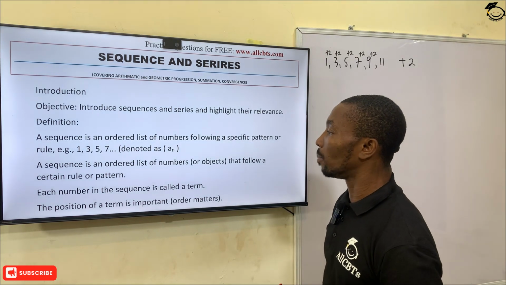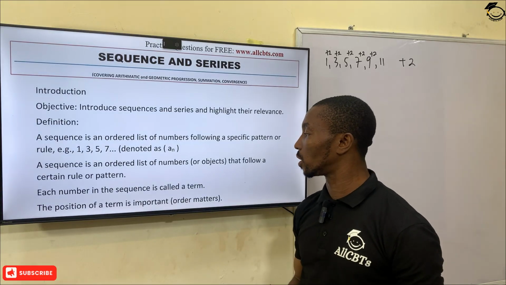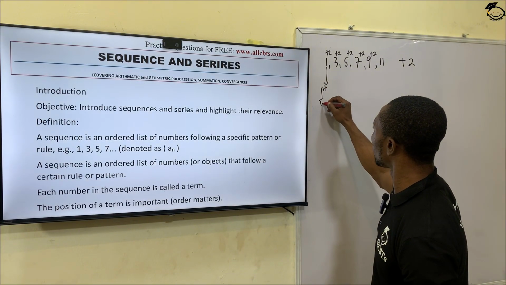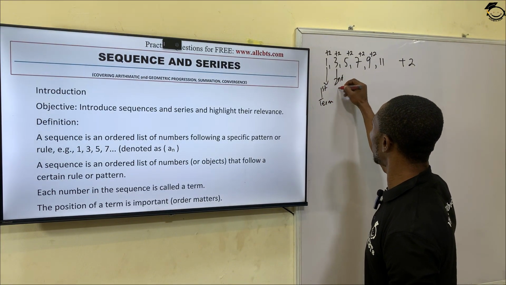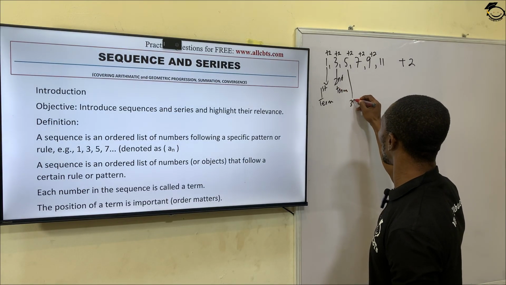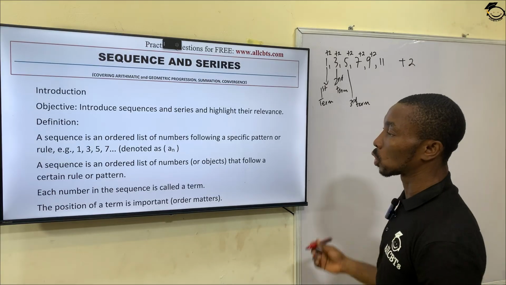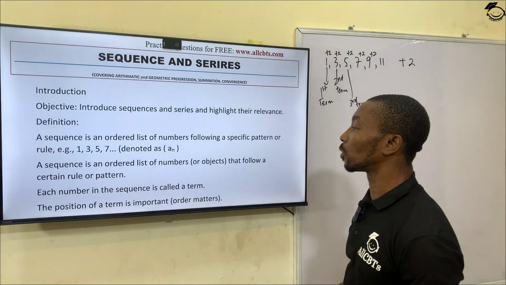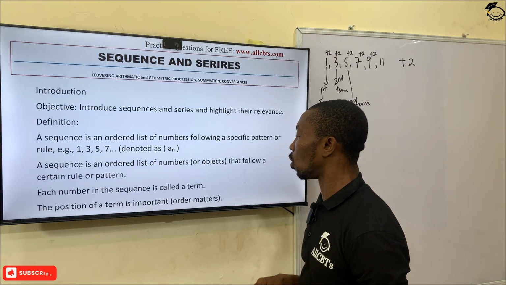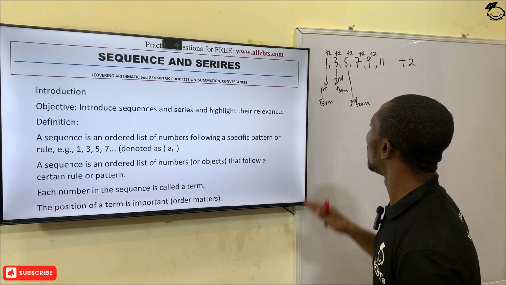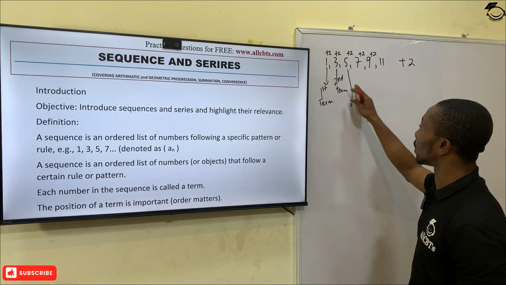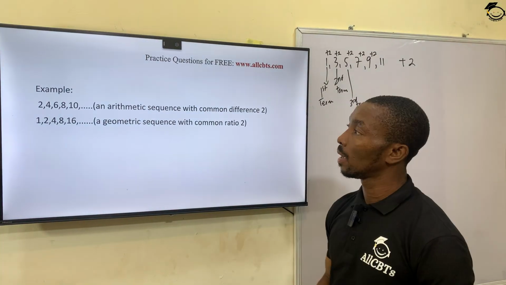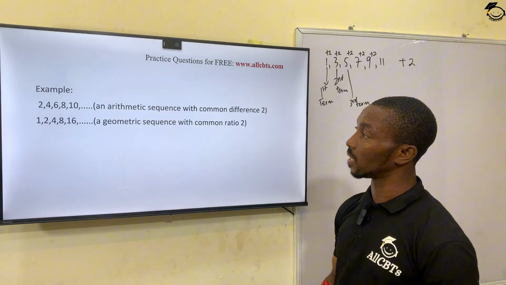Now, each number in the sequence is called a term, okay? This is referred to as our first term, second term, third term, and so on. Now, the position of a term is important, or its order matters. The position of each term is important in finding the rule guiding our sequence. Example, we have 2, 4, 6, 8, 10.